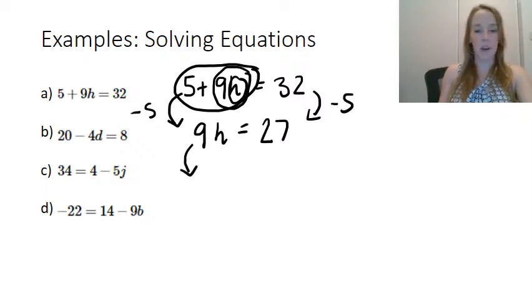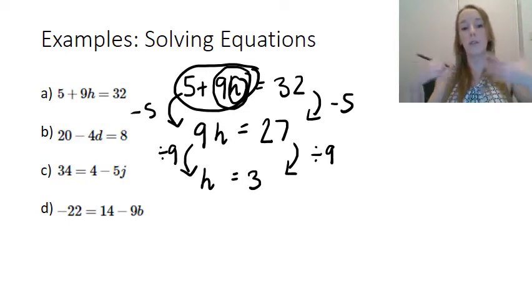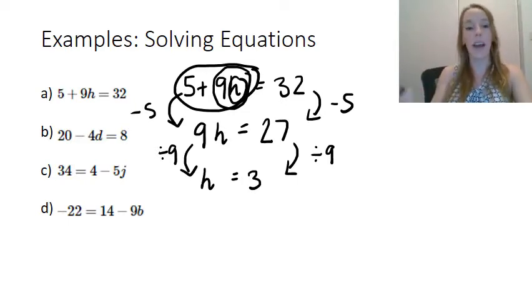Now the next thing we've got is that 9, and it's joined to the h by multiplication. So to get rid of it, we're going to divide by 9. And we have to do that to both sides to make sure we have equivalent equations. So 9h divided by 9 is just going to give us h. 27 divided by 9 is going to give us 3. h equals 3. So we've used those equivalent equations, we've used our onion method, we've worked our way down to find out the value of our unknown. So h equals 3.